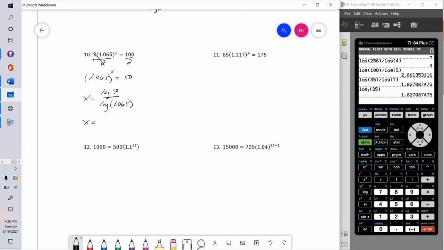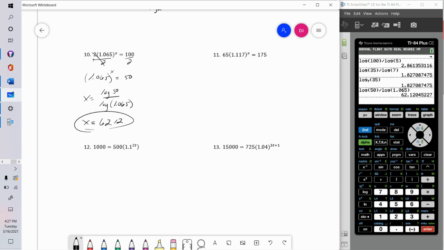And I'm going to take that to my calculator. Log of 50, whoops, log of 50, not 20, 50 divided by the log of 1.065. So x is equal to 62.12. Okay.